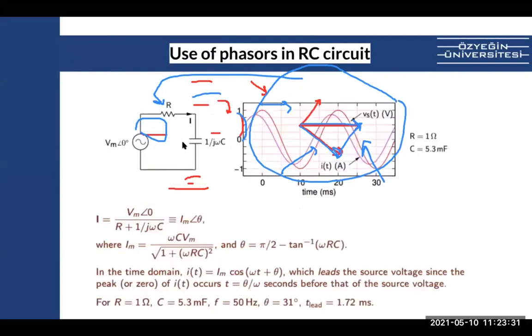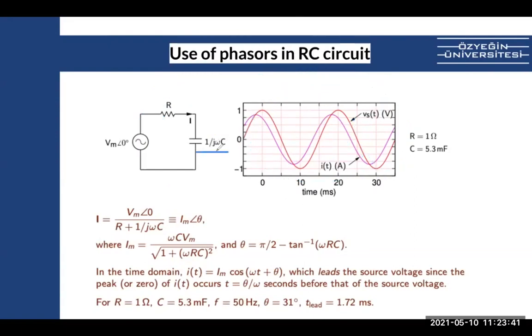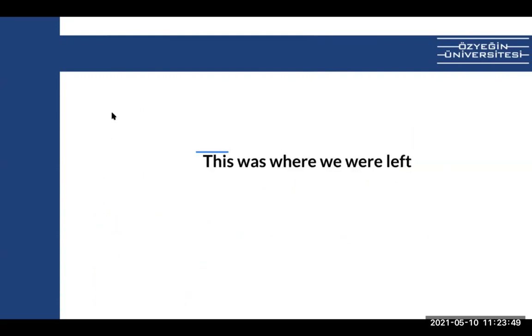So in RC circuits, similar logic, but instead of j omega L, now you will use 1 over j omega C for the capacitor. Now this was where we were left.